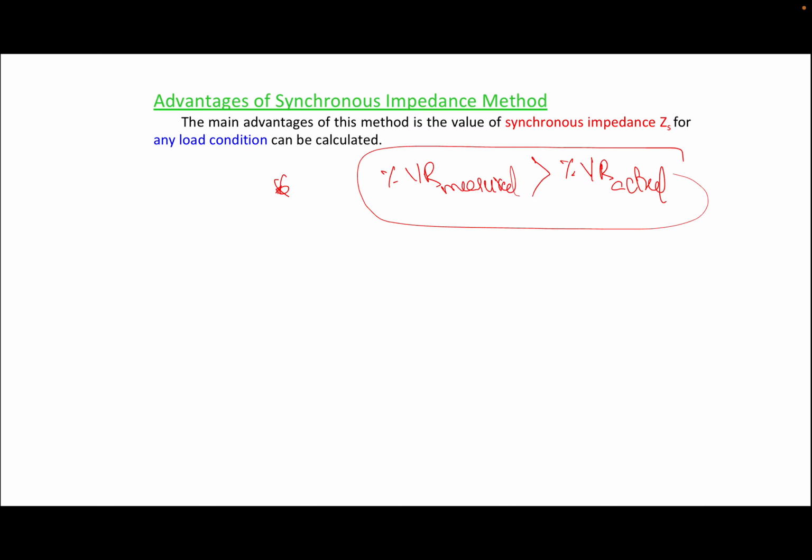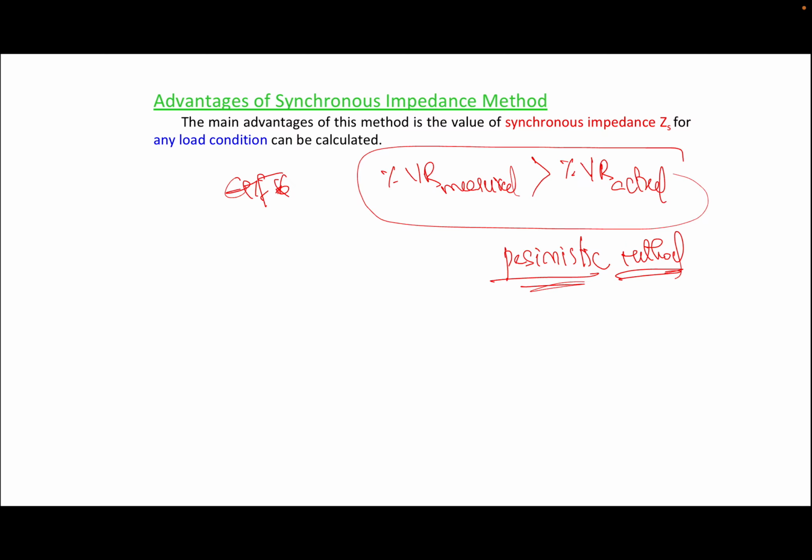Try to remember this. For the EMF method, the percentage voltage regulation measured will be more than the percentage voltage regulation actual. This is a competitive exam bit. So we always get more than the actual value of voltage regulation, and that's why this method is called the pessimistic method. This is the drawback I am talking about. This is the pessimistic method.